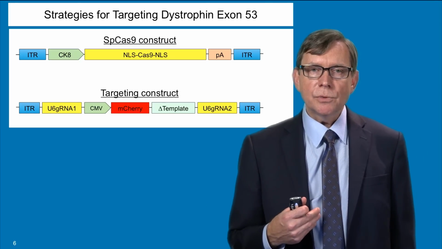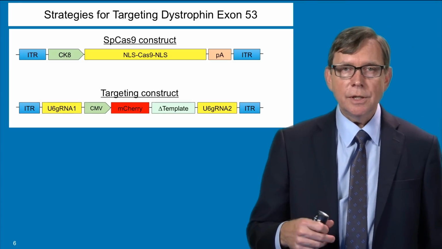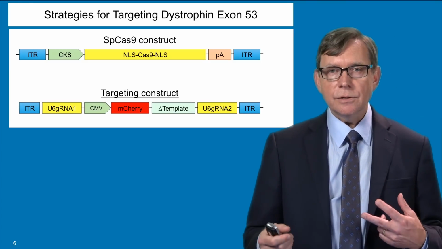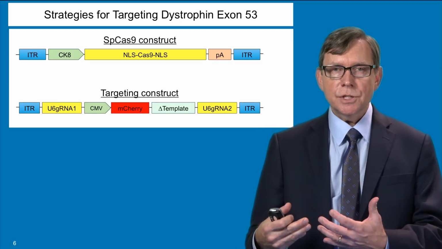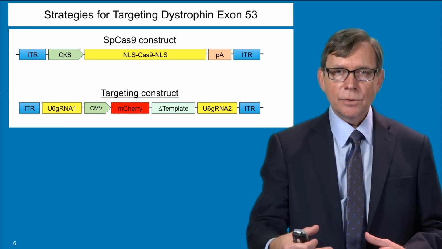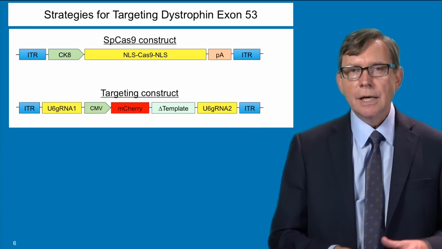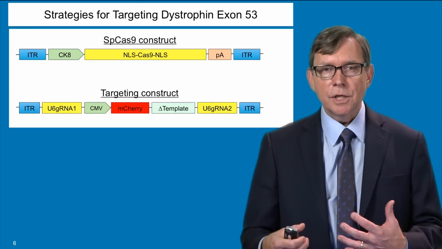So the initial approach that we've taken in my laboratory is to split the different components that you need into two different AAV vectors. And I'm going to show you some examples of where we are adapting the system to target a mutation that's located in exon 53 of the mouse dystrophin gene, just as a proof of principle of whether or not we can get this method to work in muscle.